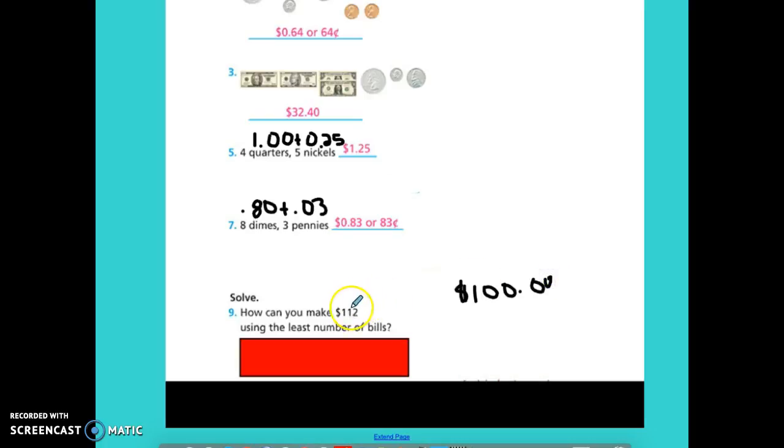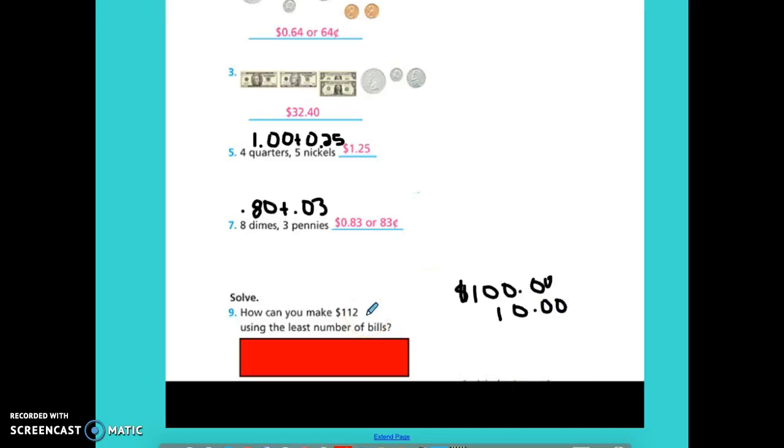I have $12 left. So I'm going to look at that next place value, my tens, and I'm going to say, what about a $10 bill, right? Because that's going to take up everything but 2. I'm going to do a $10 bill. And then the last one, I have 2 left.